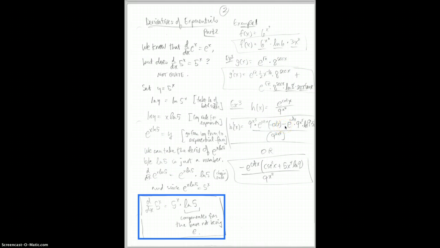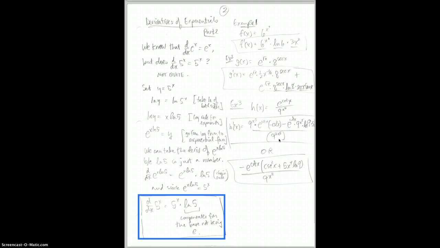Minus high d low. Here's high. The derivative of low will be 9 to the x to the 5th times ln of 9 to make up for the fact that it wasn't e as your base, times 5x to the 4th, which you can't quite see there because it got lopped off. All over the denominator, 9 to the x to the 5th squared, which is 9 to the 2x to the 5th. That's what happens when you square 9 to the x to the 5th.